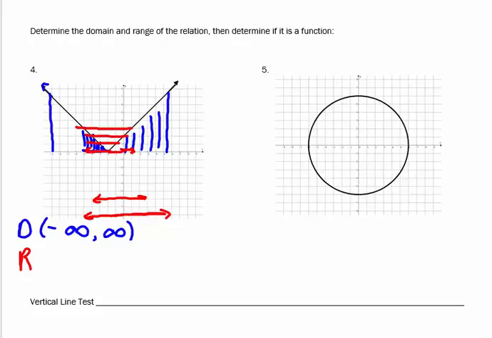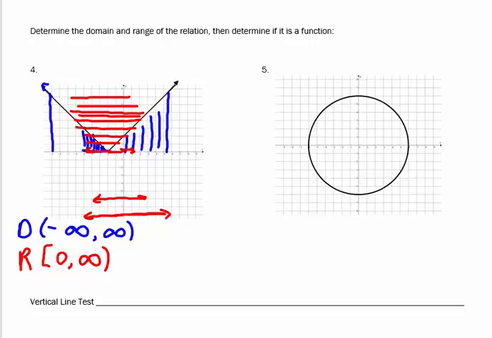And if I continue drawing lines horizontally, I will see that I will use all these y values up to where? Up to infinity. So my range would go from 0 to infinity. We do get to include the 0 because we did include that point. However, again, we do not include infinity, so use a parentheses.